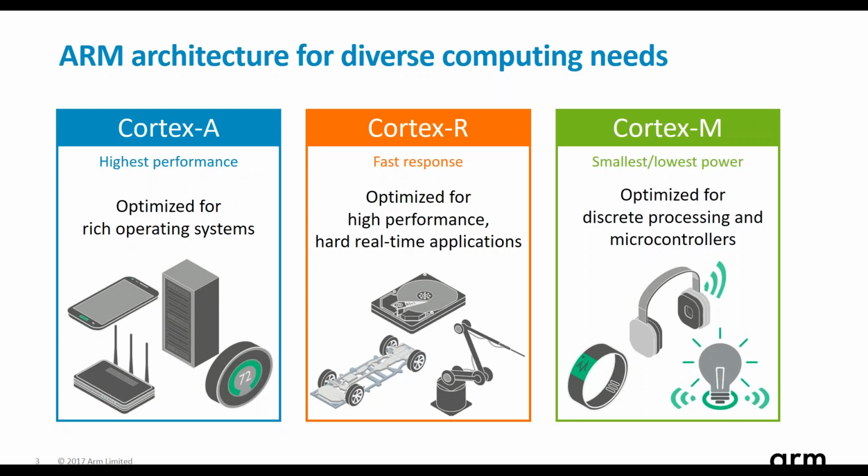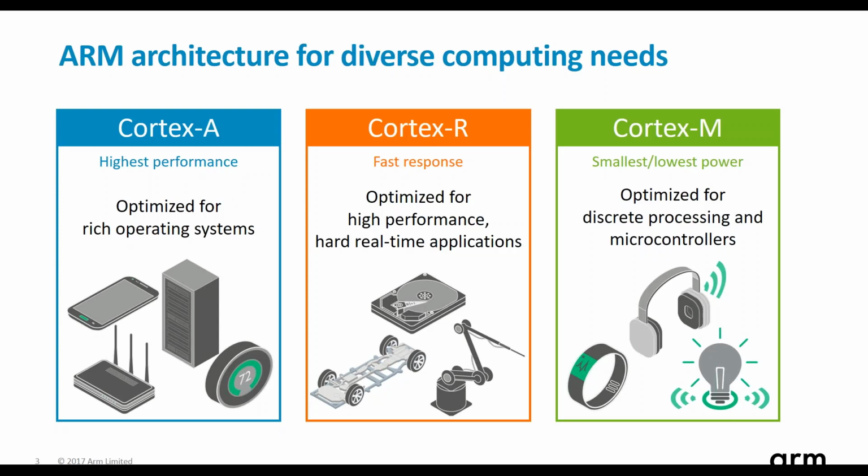The Cortex-R architecture is designed for high performance, but at the same time keeping in mind hard real-time applications. You can find this kind of processor normally in hard drives, in industrial or in automotive, and they normally have a very fast interrupt response.